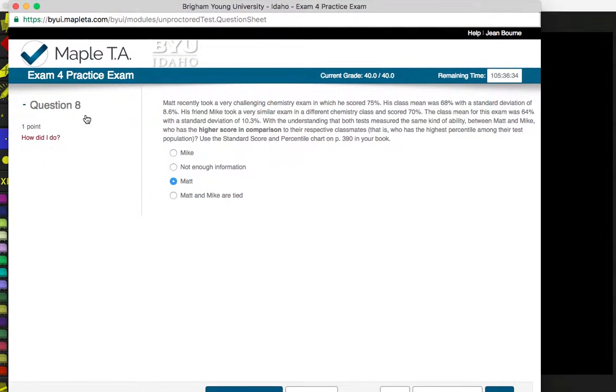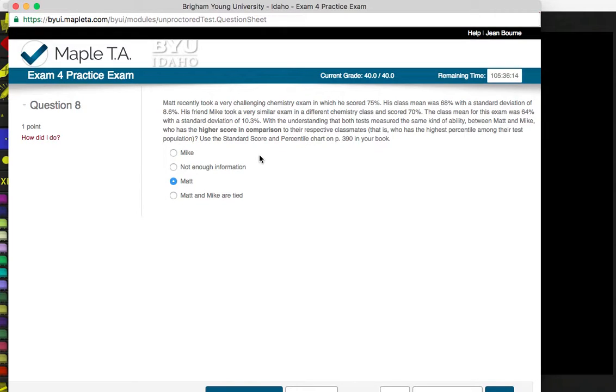Okay. Matt recently took a very challenging chemistry exam in which he scored 75%. His class mean was 68% with a standard deviation of 8.6. His friend Mike took a similar exam in a different chemistry class and scored 70%. The class mean for his exam was 64% with a standard deviation of 10.3.